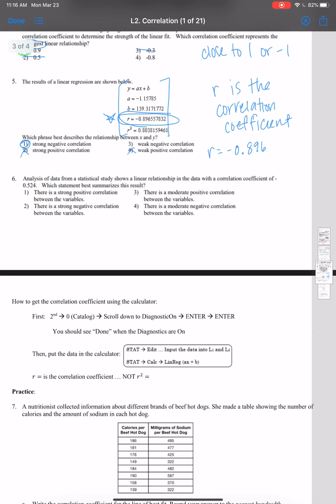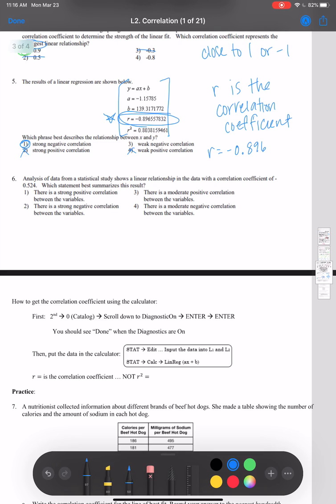Number 6, analysis of data from a statistical study shows a linear relationship in the data with a correlation coefficient of negative. I know this negative is kind of hidden there, but R is equal to -0.524. Which statement best summarizes this result? -0.5 is pretty much right smack in the middle, so it's neither strong nor weak. That's what we call moderate, and it is negative, so it is choice 4.